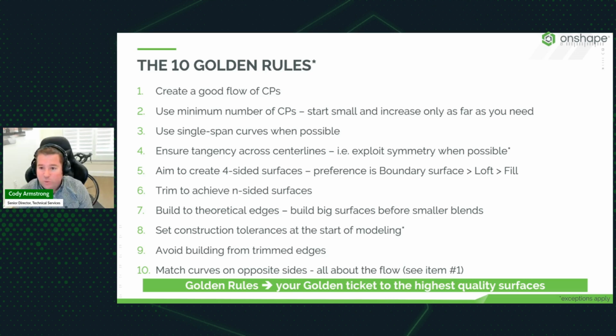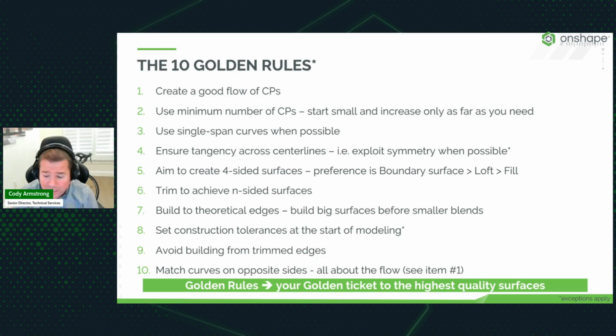And to summarize it, the golden rules are your golden ticket to the highest quality surfaces. I think if you follow these 10 rules and you're as rigid as possible about conforming to these rules, you will in the end up with the model that is the cleanest in terms of its geometry. It's the most robust in terms of its ability to manage change. And in general, it's just the best practice for surface modeling. These 10 golden rules might even be worth printing out and putting up on your screen or on your wall in your office, because I think that they're good reminders of things that we deal with in surface modeling all day long.